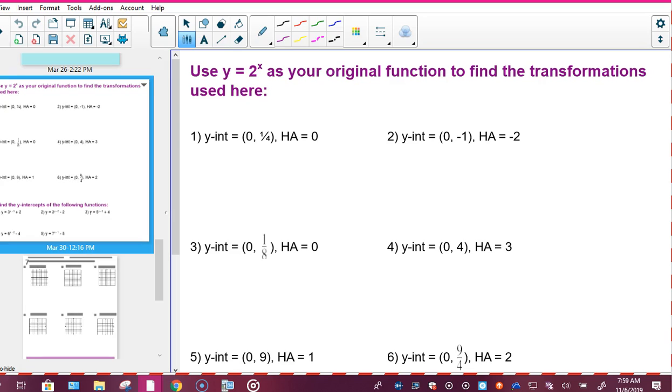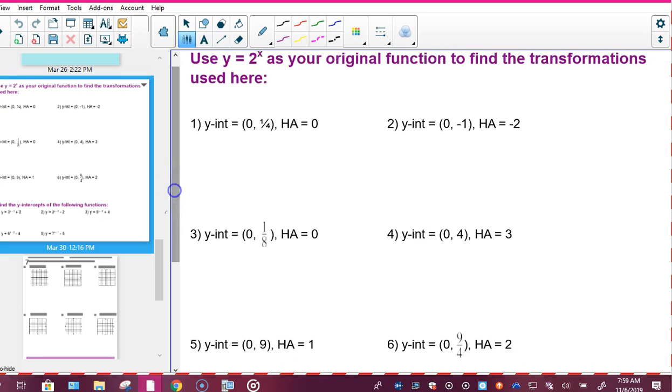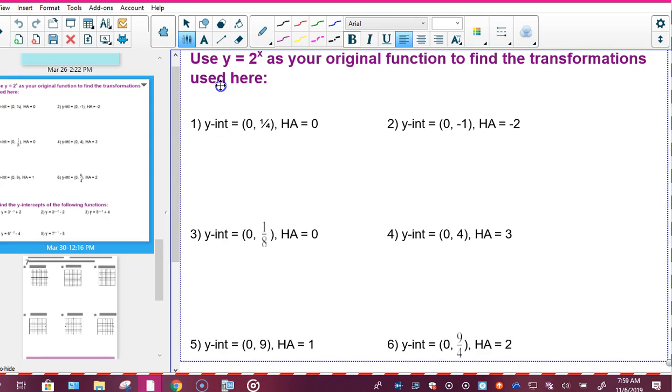So this is just finding some of your characteristics without graphing it. You'll need to be able to do that as well. If you have to find these characteristics, you're going to be given some general equation, some general exponential function.